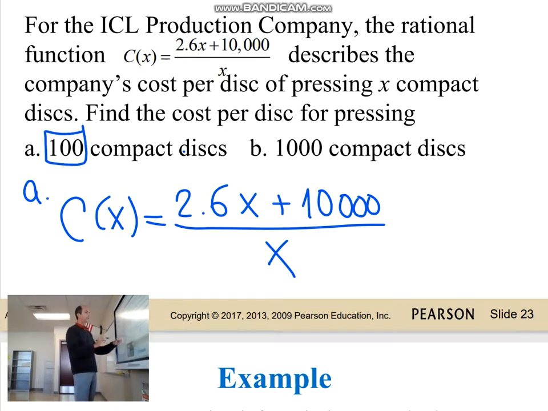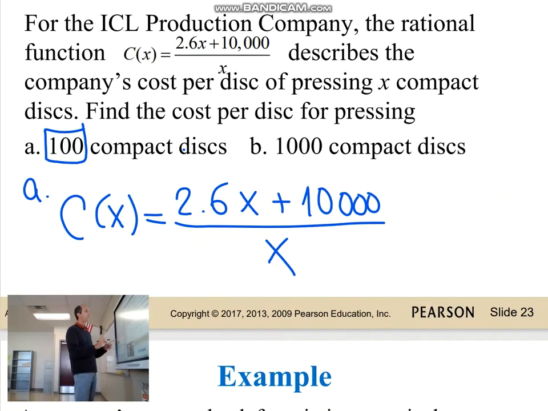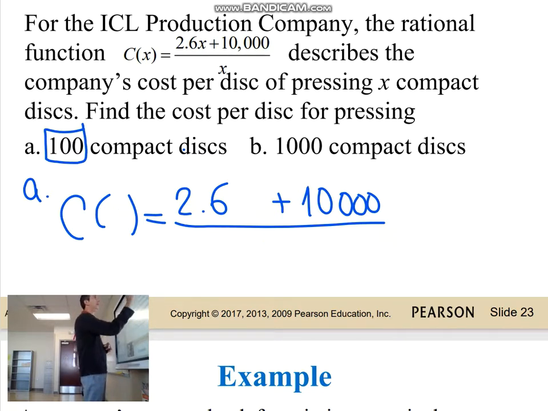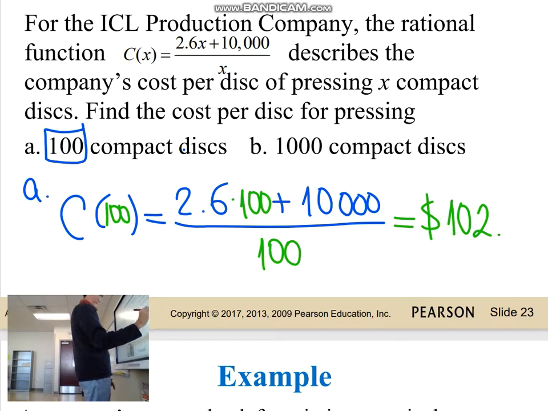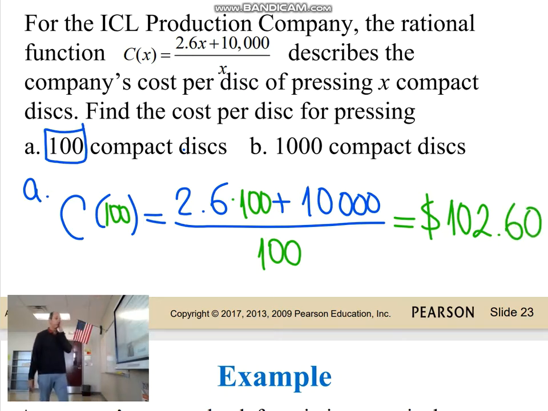So on the first one, x equals 100. Let's substitute. Plug in x equals 100: 2.6 times 100 plus 10,000 over 100. And you do the math, you're going to find as a result C of 100 equals $102.60.